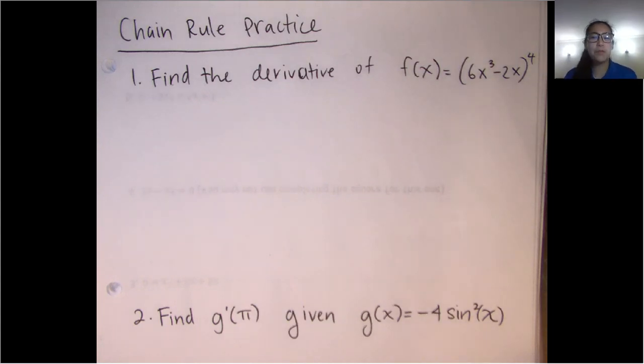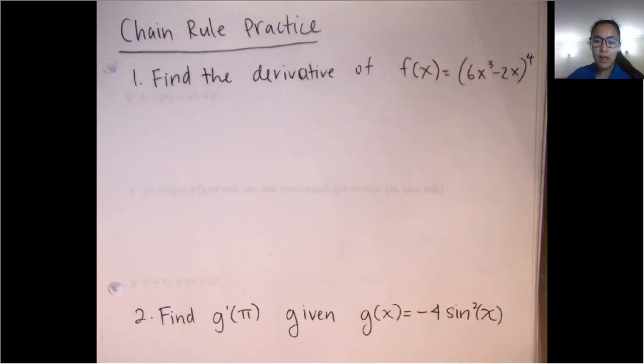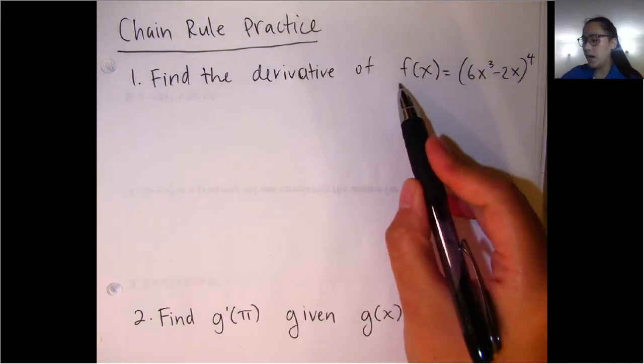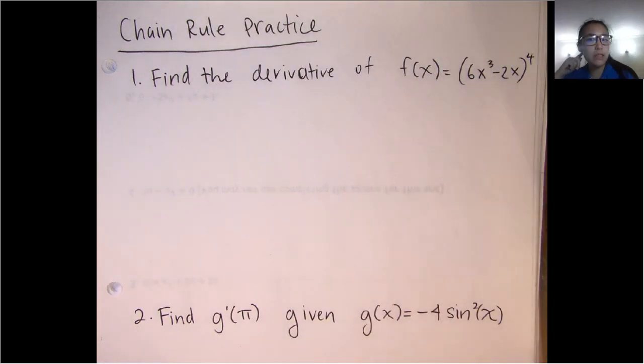I'm going to go over a few chain rule practice problems. We're going to be taking the derivative of a couple of expressions, and I'm going to show you how. So for this one, f of x equals 6x cubed minus 2x to the fourth.